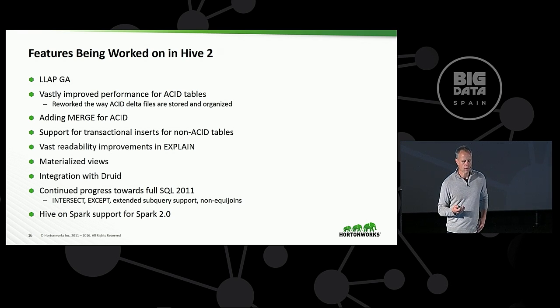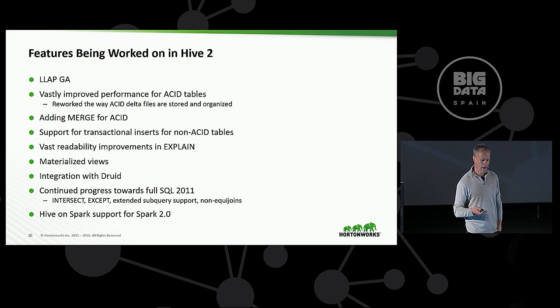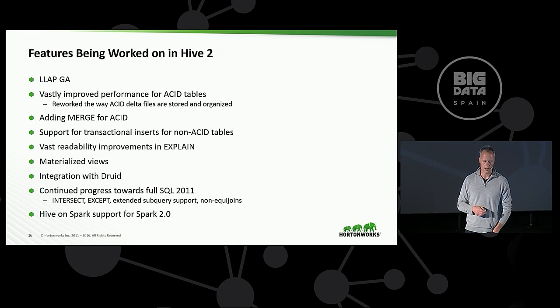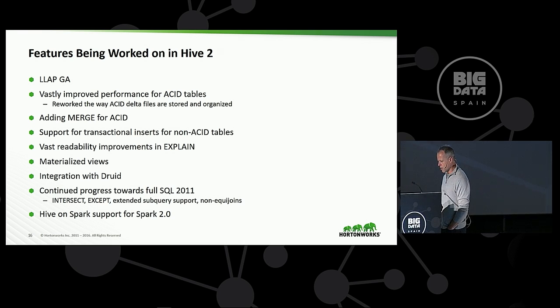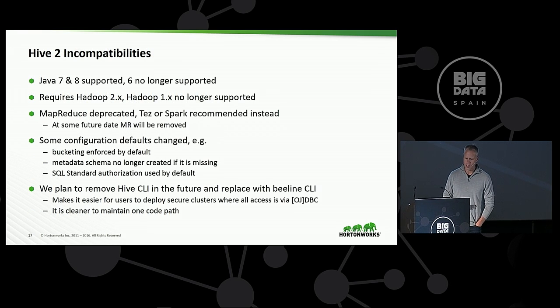We're continuing to progress towards supporting full SQL 2011, adding things like intersect and except, extending our subquery support, and adding support for non-equi joins, because we just see people trying to do more and more of these sorts of things. And then the Hive on Spark group has added Spark 2.0 support, since that's kind of where Spark's at these days. All right, so I promised toward the end I would talk about what we actually broke.